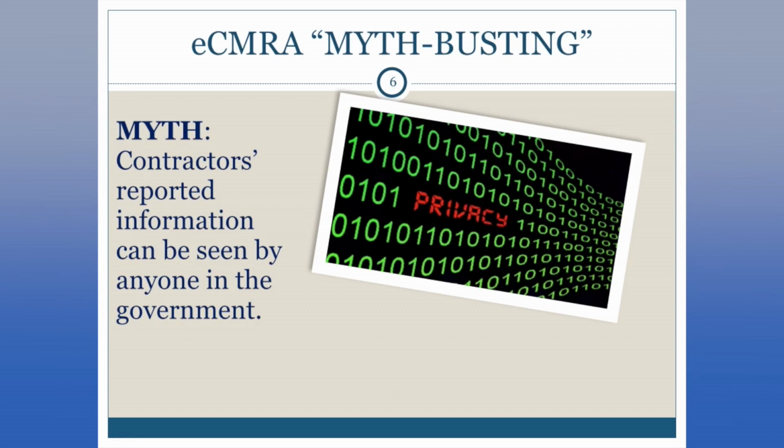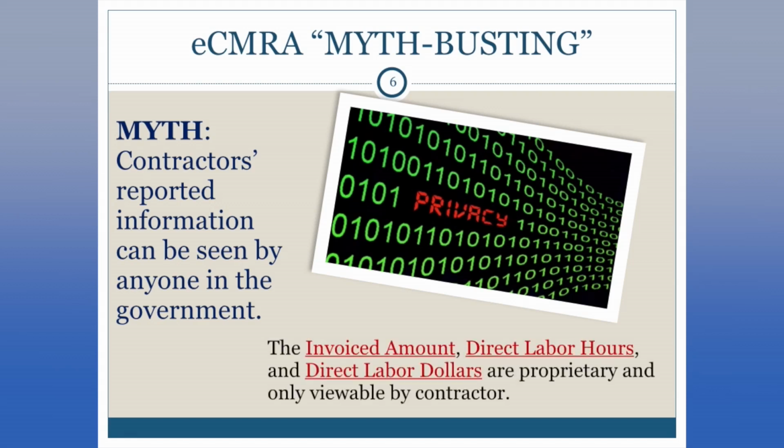But also, it's important to clear the myth that the information that you're putting in eCMRA can be seen by anyone in the government. That's just not true. There are 3 elements that you are going to enter in eCMRA: the total invoiced amount, the direct labor hours, and direct labor dollars. These 3 elements cannot be seen by anyone except for the person in the role who compiles the ICS. And at that point, that person is far removed from the contracting process. They can't use that information for any kind of leverage or negotiation purposes.